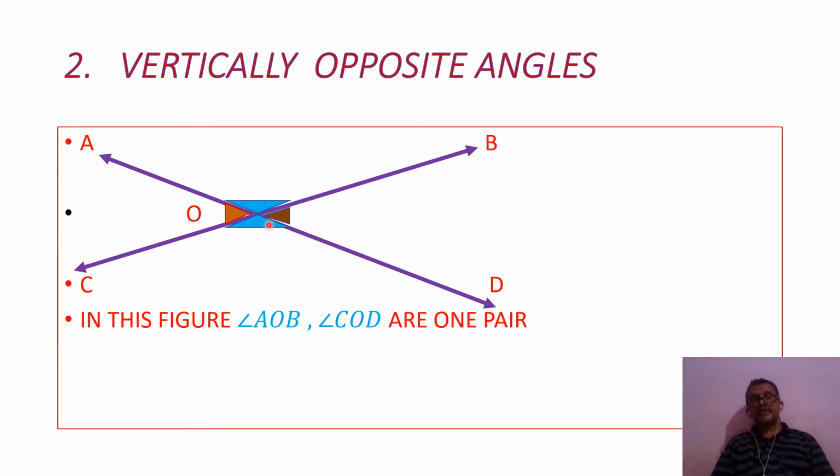How many pairs of adjacent angles? These two are adjacent, these two are adjacent, these two are adjacent, these two are adjacent. So therefore, if two lines intersect each other, four pairs of adjacent angles and two pairs of vertically opposite angles are formed. Okay.